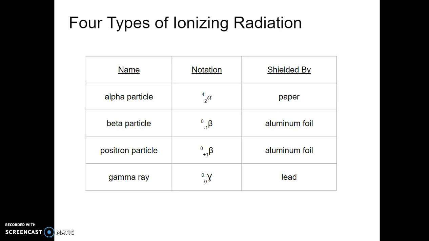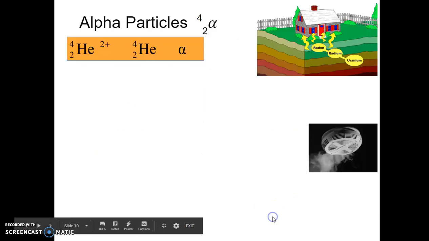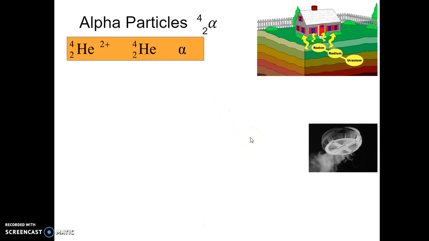It doesn't stop all of it, but it does stop a lot of it from penetrating. So let's talk a little bit more about each one of these. So alpha particles, here's the symbol again. All of these mean the same thing. You can just write alpha particles like this. You can write alpha particles as a helium atom. You can write alpha particles as a helium atom with a 2+ charge.